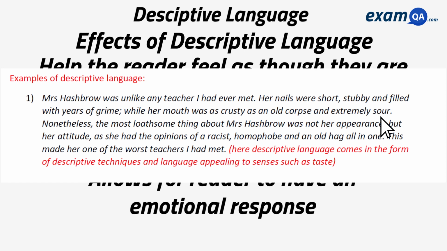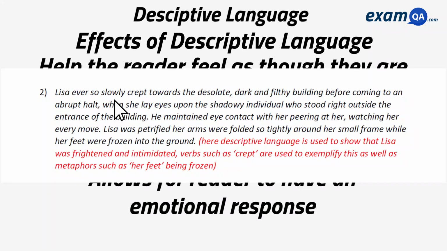Okay, now I'm going to read out a second example. Lisa ever so slowly crept towards the desolate, dark and filthy building before coming to an abrupt halt, when she laid eyes upon a shadow individual who stood right outside the entrance of the building. He maintained eye contact with her, peering at her, watching her every move. Lisa was petrified. Her arms were folded so tightly around her small frame, while her feet were frozen into the ground.